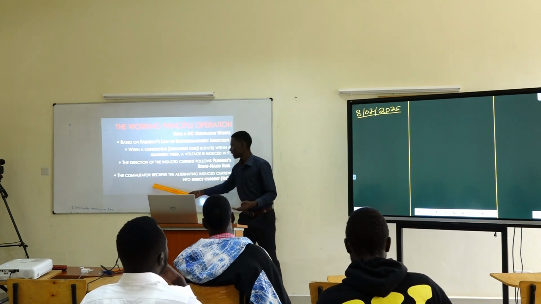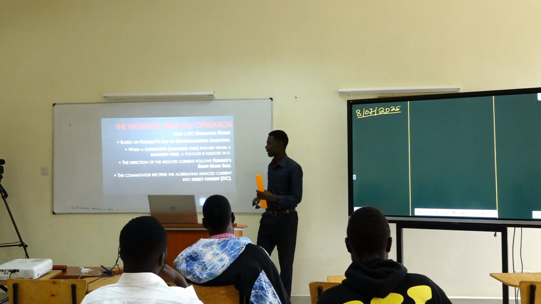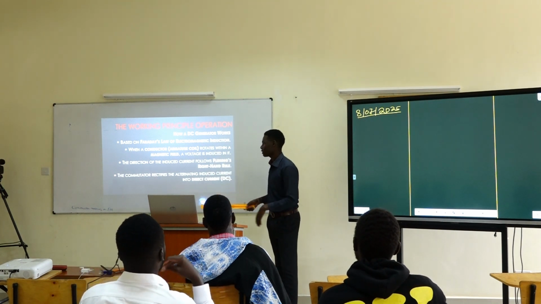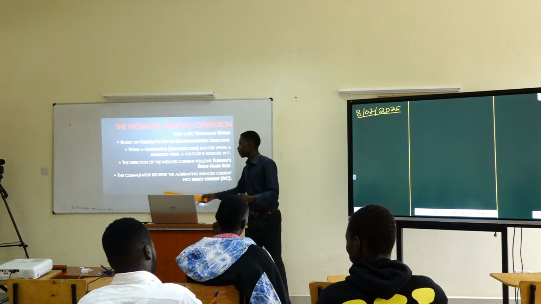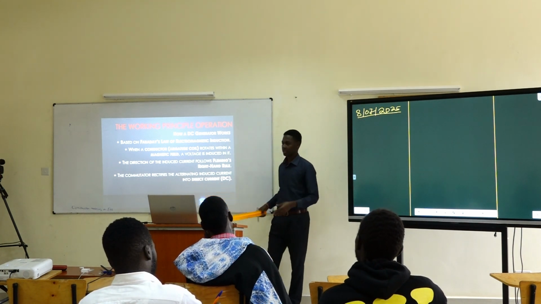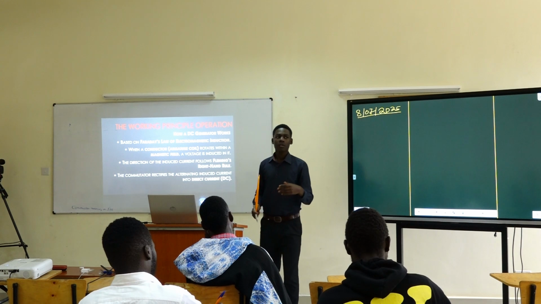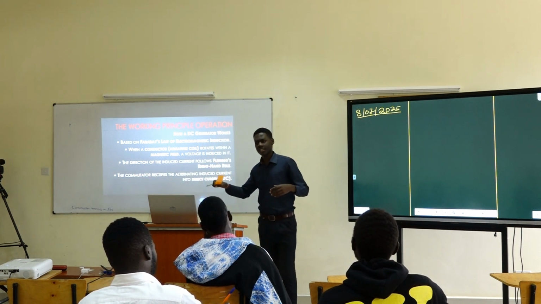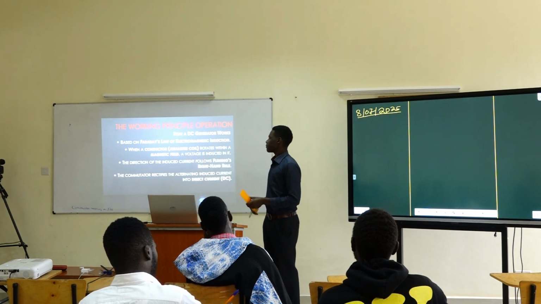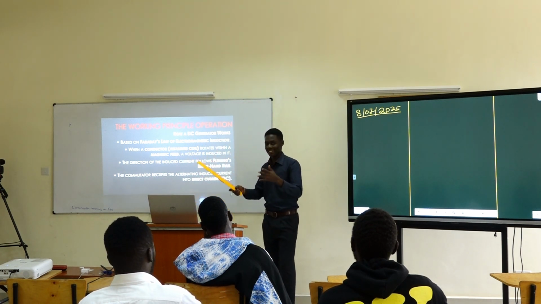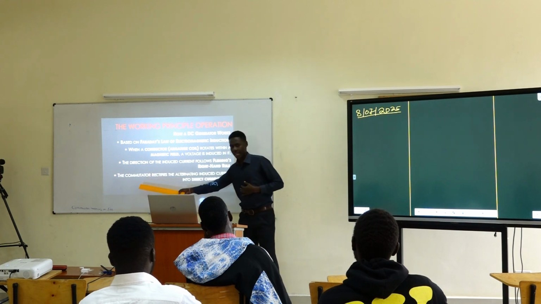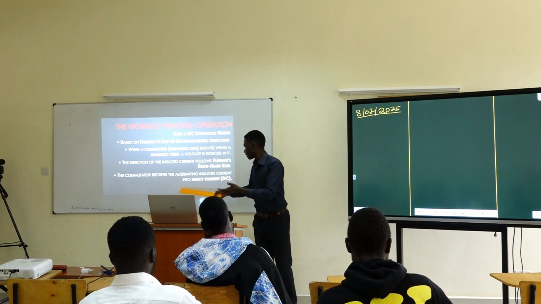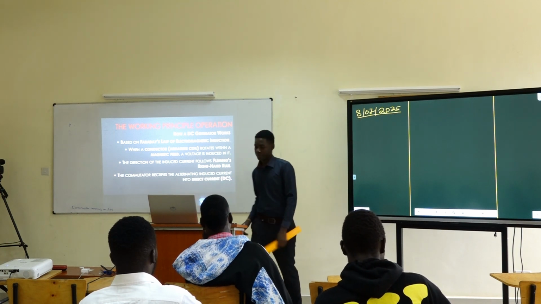The commutator rectifies the alternating induced current. If we go back to the diagram, you will see a component called the commutator. It rectifies the alternating induced current to DC. Generally, when we are generating electricity, it is usually generated as AC. But for such a case where we need a direct current, we use a commutator to rectify the alternating current into direct current. Good.